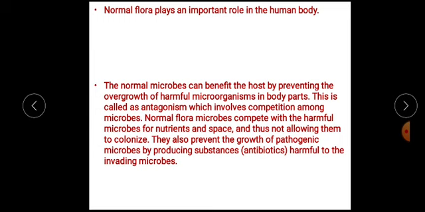The normal flora microbes can benefit the host, the human body, by several mechanisms. So, what are these mechanisms? The first one is preventing the overgrowth of harmful microorganisms in our body parts. This is called antagonism. Antagonism means the normal flora organisms present in our body produce antibiotics, and these antibiotics are responsible for killing harmful microorganisms. That is called antagonism.